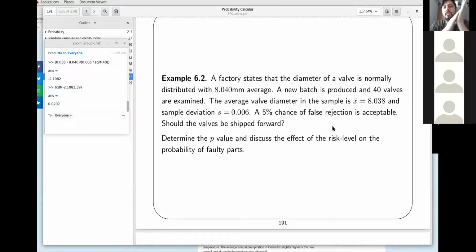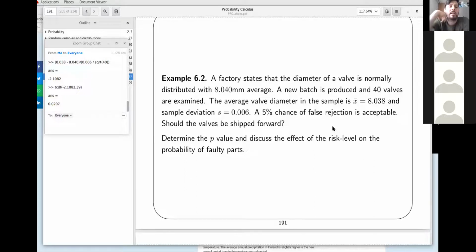Now, discuss the risk level, effect of risk level and the probability of faulty parts. So the p-value is 0.02. So what if we increase this chance of false rejection? What happens to the quality of the product? Anyone?